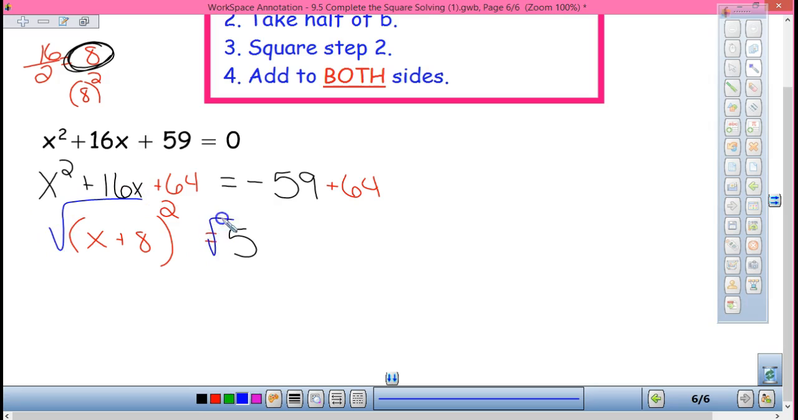Alright, so if I'm taking the square root of this, do I have a nice, pretty, perfect square over here? No. How many decimal places do I use? 2. Always 2 decimal places. So x plus 8 equals, no, 2 decimal places. So that means after the decimal, 2 places. So it should be 2.24, pretty sure it's 4. Okay? And x plus 8 equals negative 2.24.